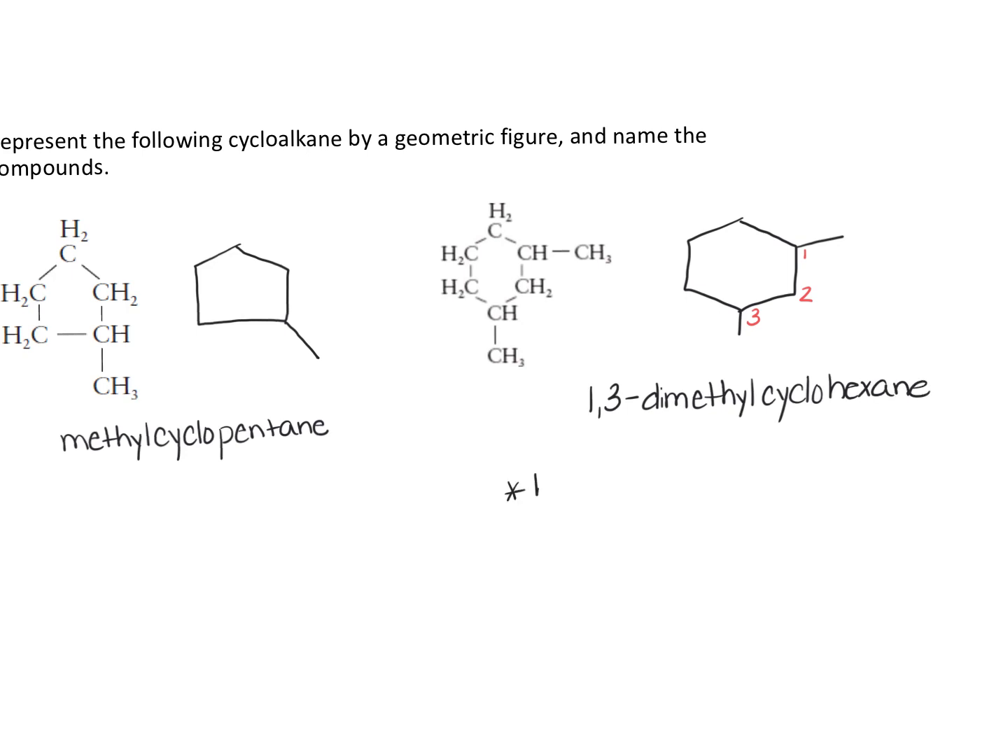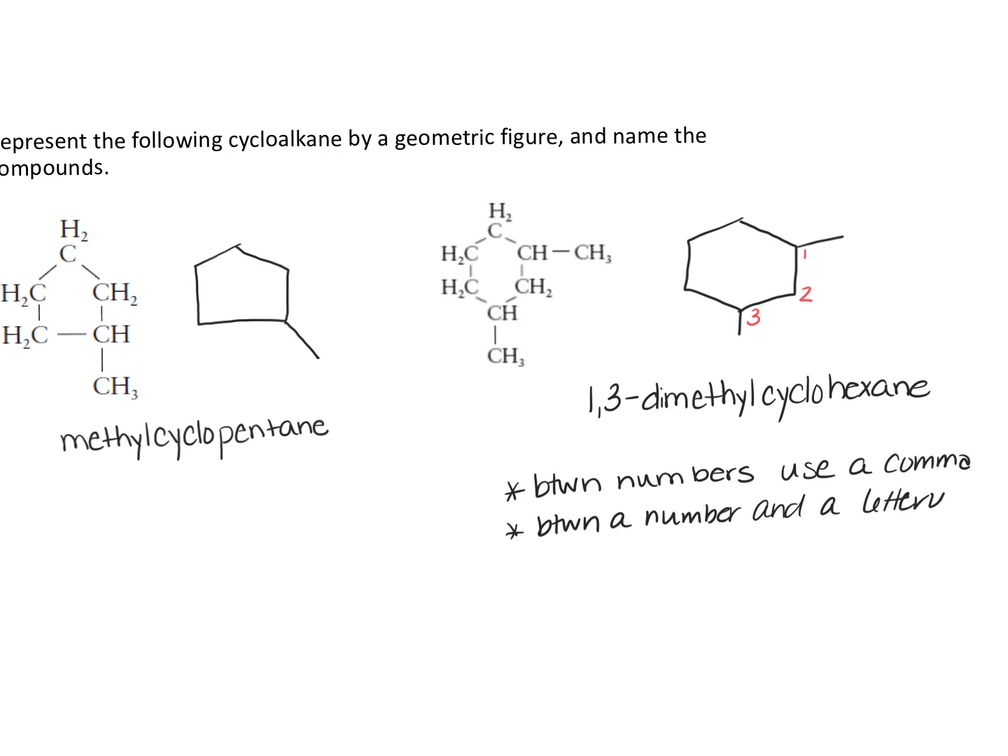Now I want to point out that between numbers, you need to use a comma. And then between a number and a letter, use a dash. And we saw that in the previous screencast as well. And so this is how we can write these skeletal structures and then name them as well.